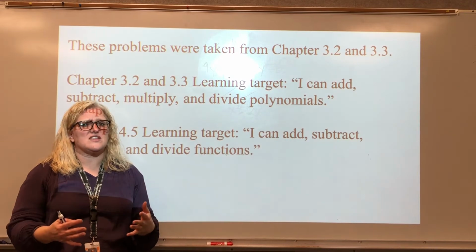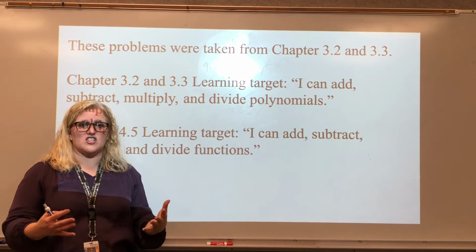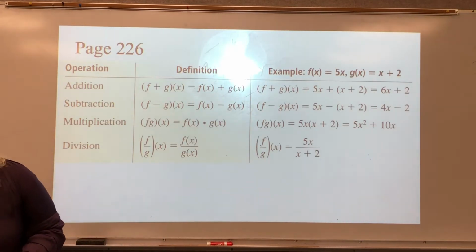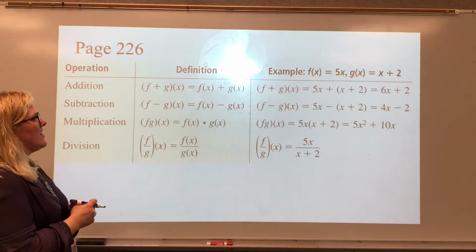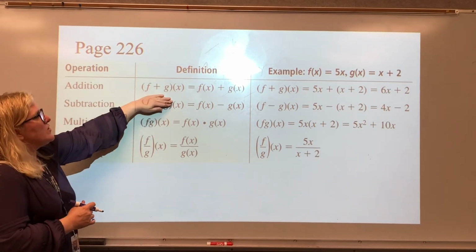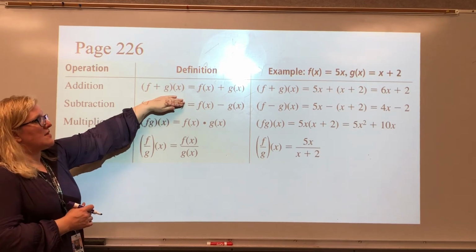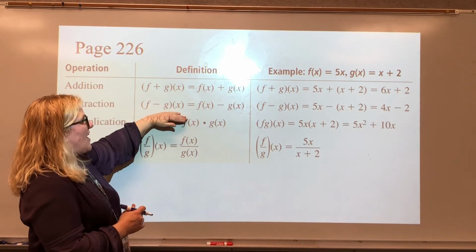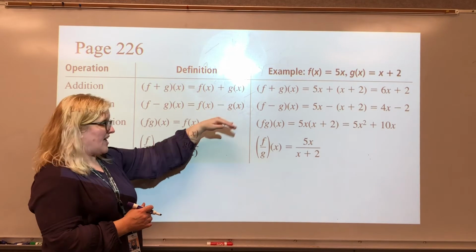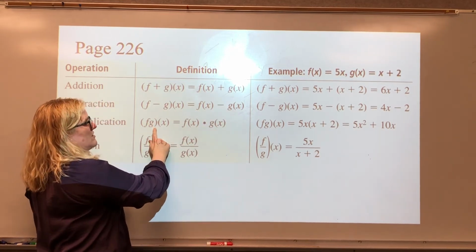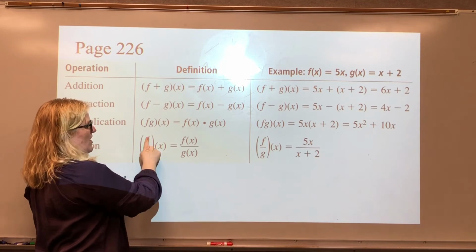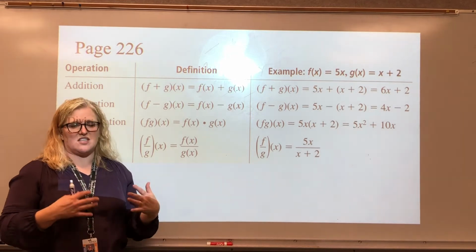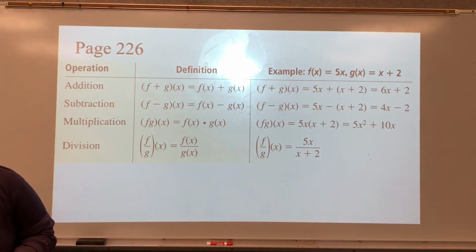Okay, so they're very, very similar. Polynomials are a function, and so these are just different kinds of functions. All right, so just to get an idea of what they're talking about, if you see f plus g of x, it means f of x plus g of x. If you see f minus g of x, it's f of x minus g of x. If f and g are together, it's f of x times g of x, and then here, f over g of x is f of x over g of x. So just keep in mind that that's what they mean when they put them in that form.